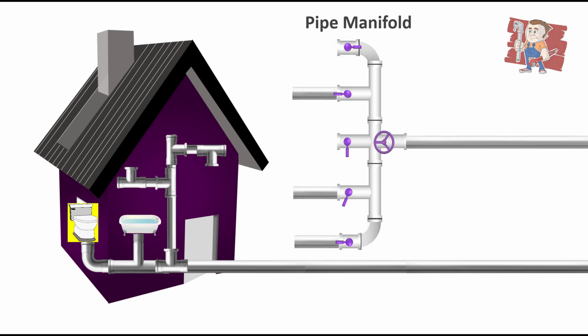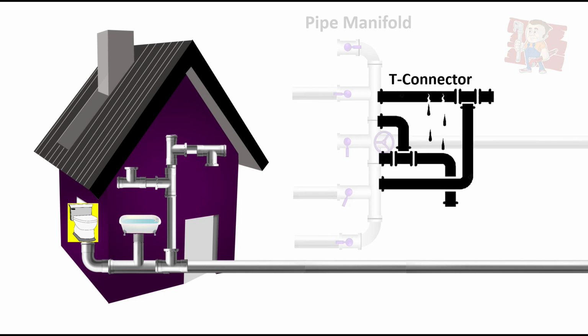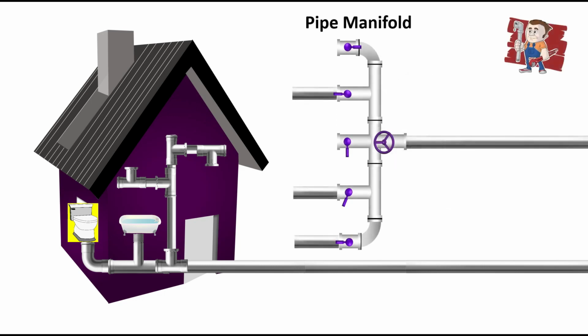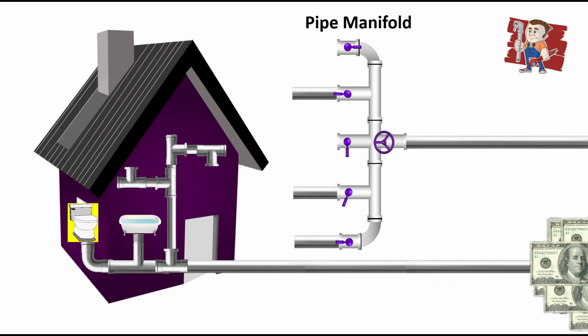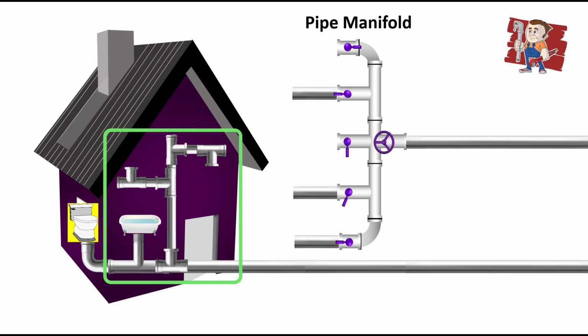Without a manifold, your plumbing's like a big confusing puzzle with T connectors everywhere and no real order. But with a manifold, it's like you have tidied up the mess and saved yourself a bunch of headache and cost down the road. It's a perfect example of a design that's ready for new additions without messing with the existing setup.